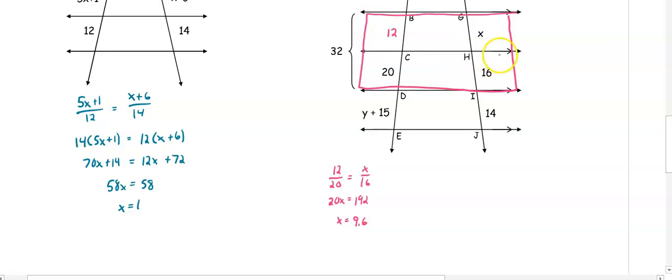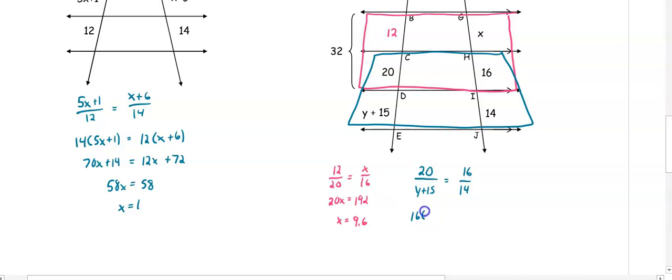Then we can solve for y using the bottom 4 sections. So we would have 20 over y plus 15 is equal to 16 over 14. When we cross multiply, 16 times y plus 15 equals 20 times 14, which is 280. We can distribute the 16 to both things in the parentheses, so 16y plus 240 is equal to 280. We can subtract 240 from both sides, so 16y equals 40. So y is 2.5.